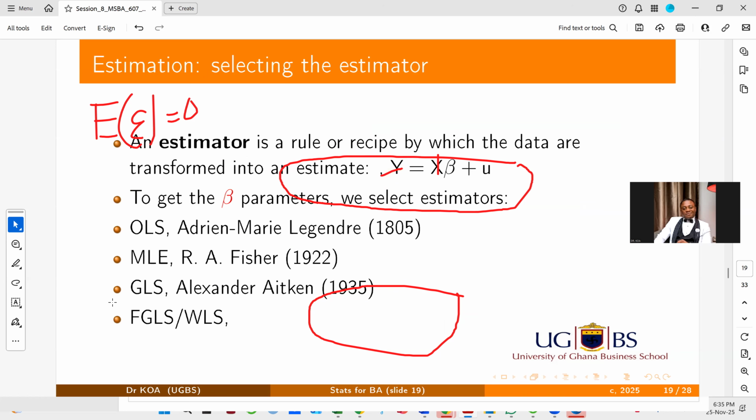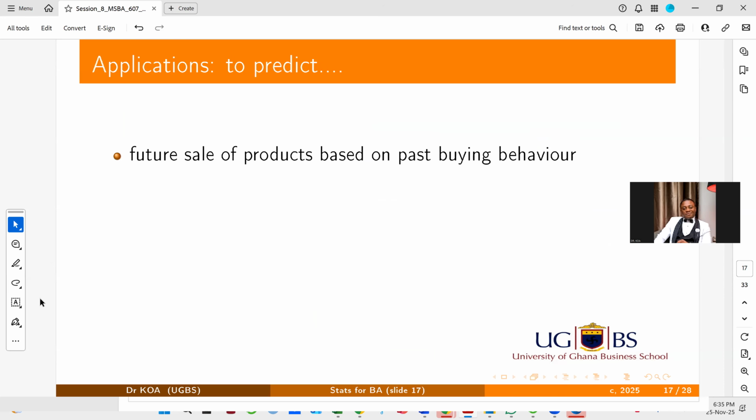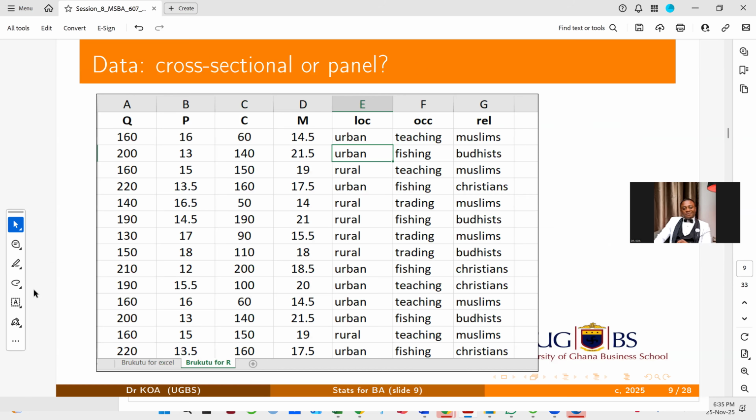So now, how do you do regression? Well, one way you do regression is by estimating the beta parameters. Okay, let me just go back and show you something. In the graph that we had here, we have it.